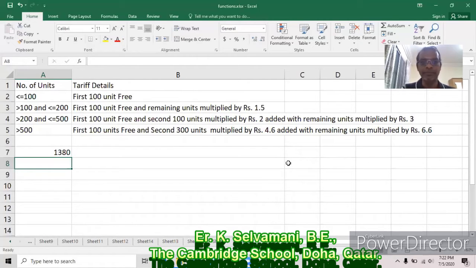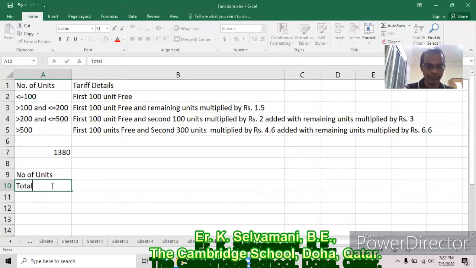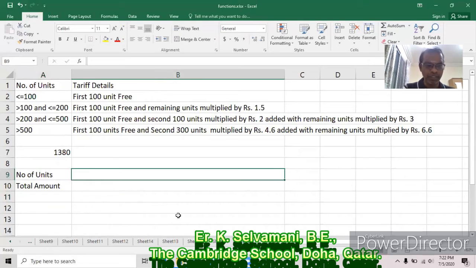Okay. Now we will see here the number of the units and here the total amount. Randomly, I would like to put here 99. The number of units is 99. I would like to find out how much amount that particular consumer should pay if the number of units is 99.